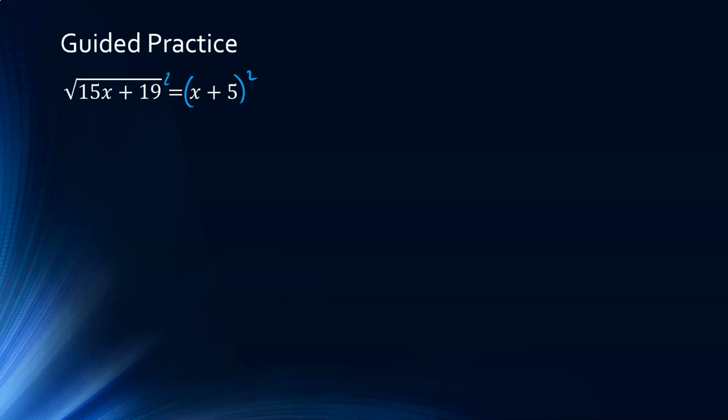And x plus 5 squared is not x squared plus 25. You have to actually multiply x plus 5 times x plus 5. So go ahead and work that out and see if you can get the correct answer. And so pause the video and hit play when you're ready to check to see how you did.